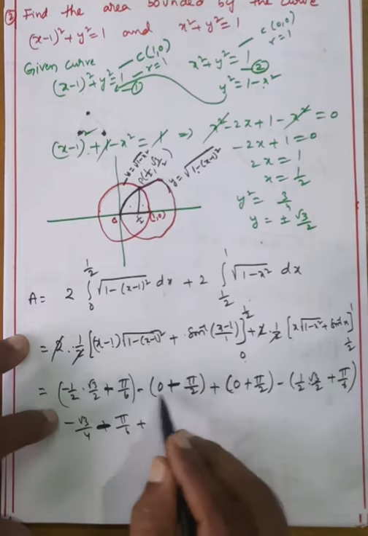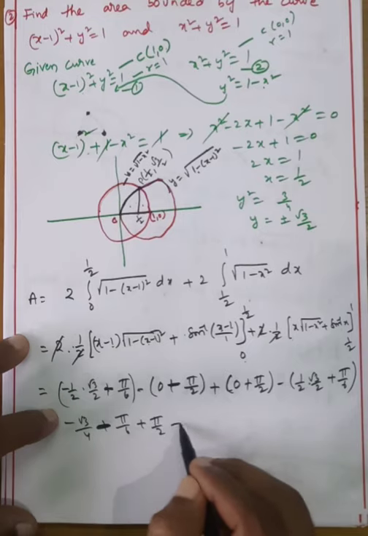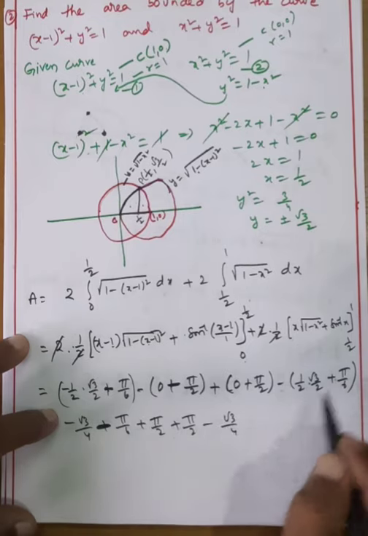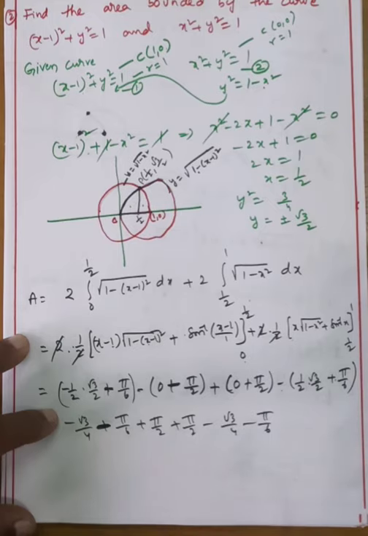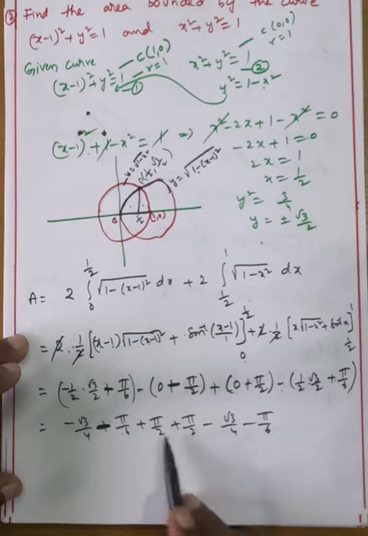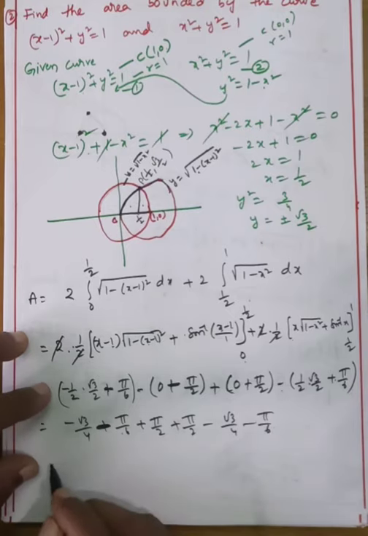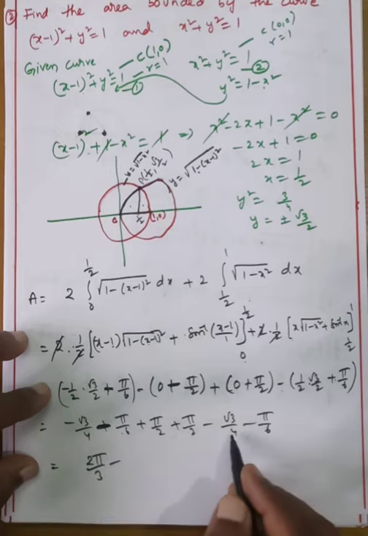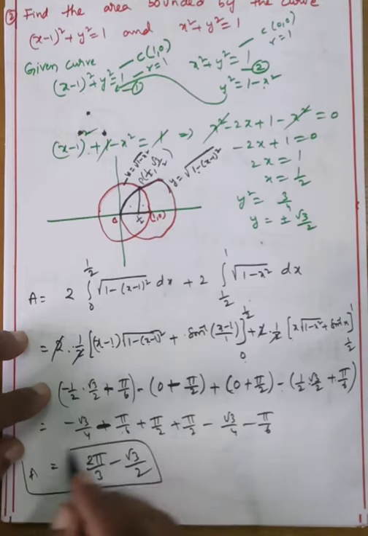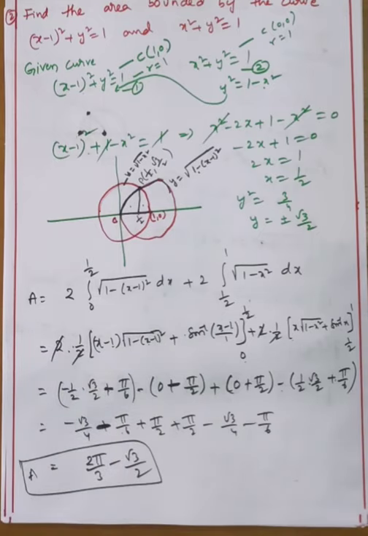Minus into minus, plus pi by 2 plus pi by 2, minus root 3 by 4 minus into plus minus pi by 6. Here 90 plus 90 is 180, 30 plus 30 is 60, 180 minus 60 is 120. 120 means 2 pi by 3. Root 3 by 4 minus root 3 by 2, root 3 by 4 means root 3 by 2. That is the required area, my dear students. In this way, we will complete the problems.